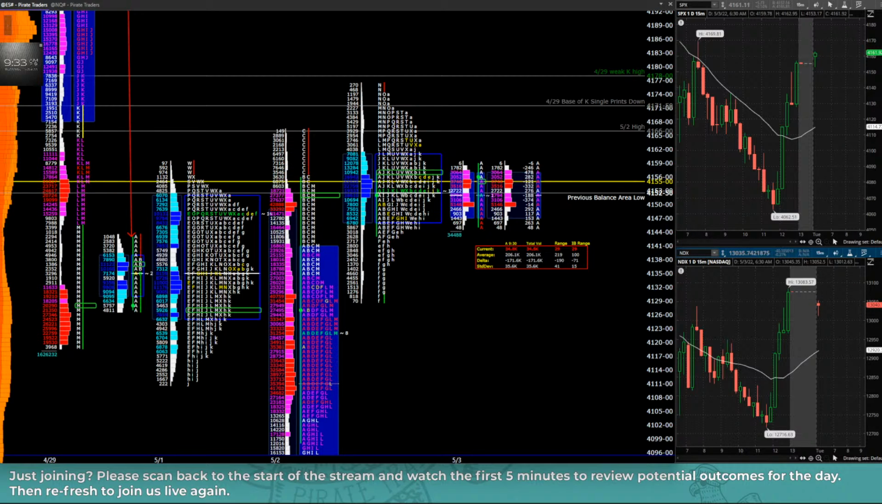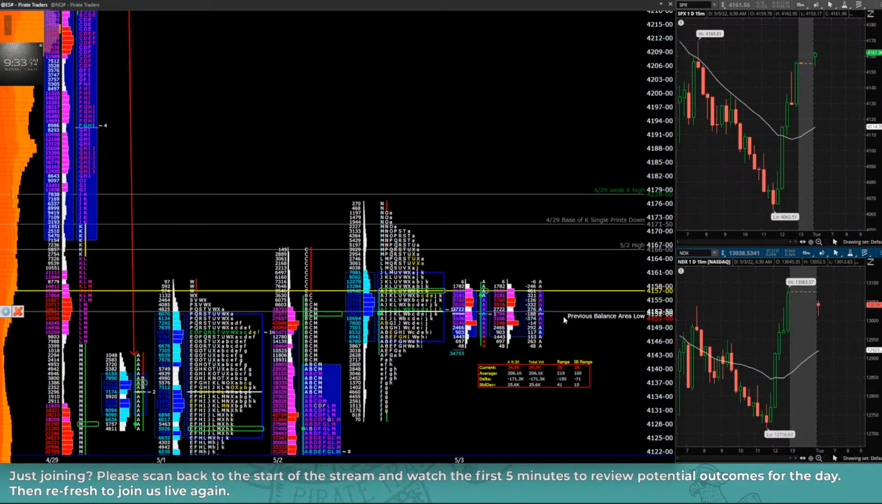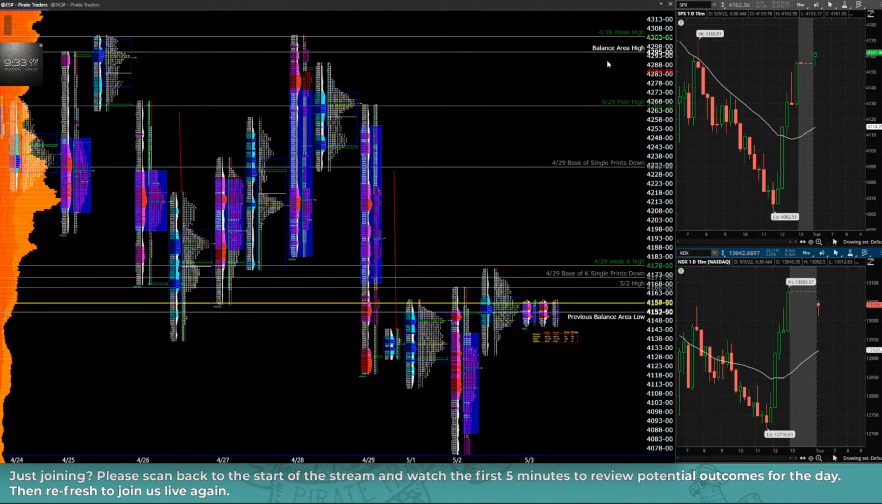Donkey, the sixth scenario, moon. I would call getting to the opposite end of balance mooning. That'd be a big day, all the way up there to 42.95.